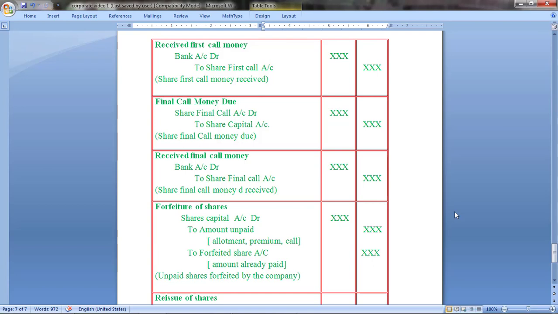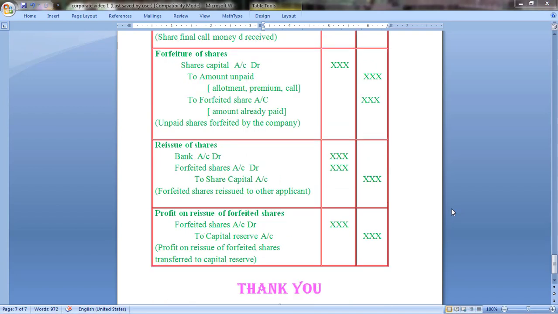Then the last one is forfeiture and reissue. Forfeiture means in case of any amount not paid by the shareholders, those shares will be taken back by the company. That is, the shares are cancelled and the company will get back the shares from the particular defaulting shareholder. So the entry for the forfeiture of shares is share capital account debit to amount unpaid to forfeited shares. Then these shares are reissued to some other person. Further, the entry is bank account and forfeited shares account debit to share capital.